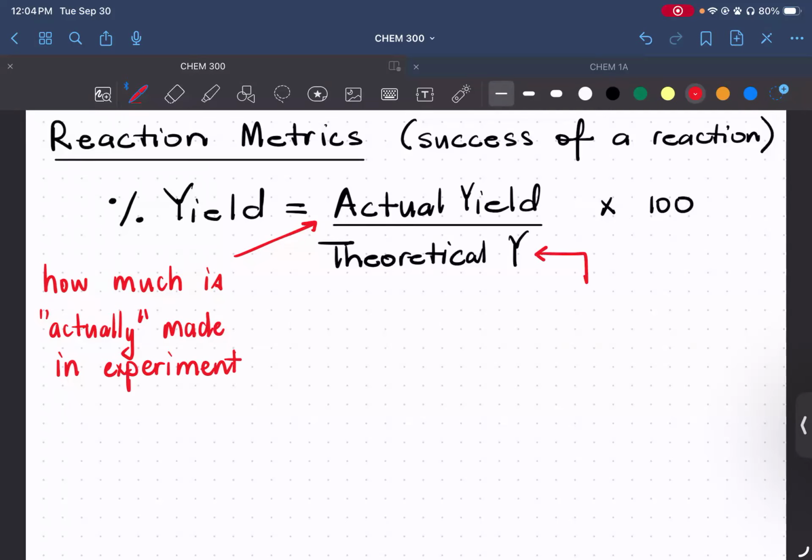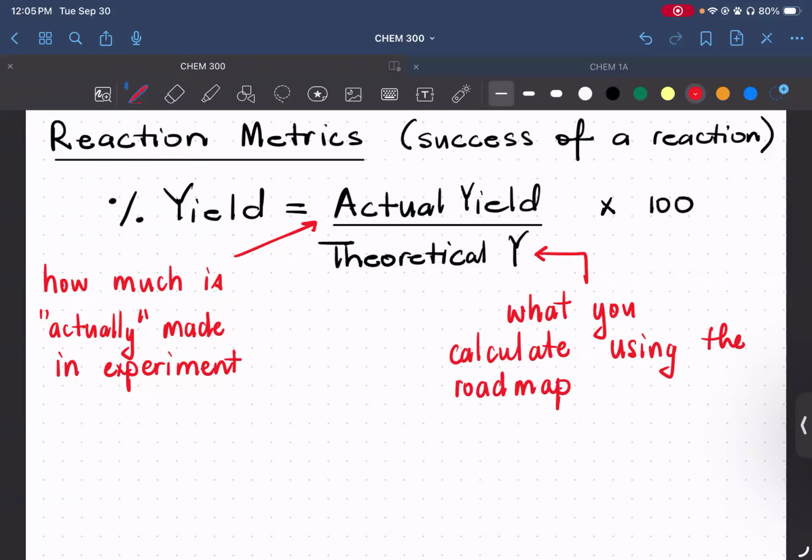The theoretical yield is the value you calculate. Specifically, what you calculate using the roadmap. The subtle difference there, just depending on the perspective, of course. Actual yield is how much is actually made in the experiment. That's how much you determine after you finish. And then the theoretical is something you can outright calculate.